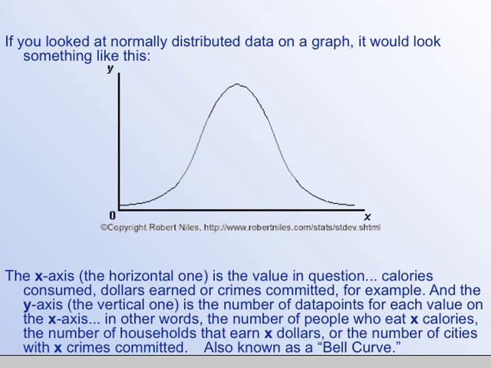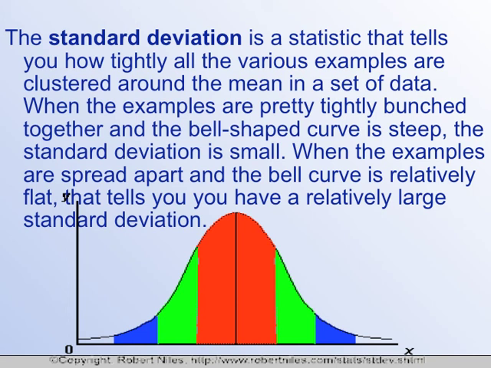Okay, so for instance, the X value, the horizontal one, is the value in question: calories, dollars, points on a test. The Y-axis is the number of data points for each value. Now this whole shape is known as a bell curve. Now let's get a little bit more detail into how standard deviation deals with this bell curve. Okay, so the standard deviation is the statistic that tells you how close you are to the median and how clustered you are from the mean. So when the examples are pretty tightly bunched together, the bell-shaped curve is steep and the standard deviation is small.